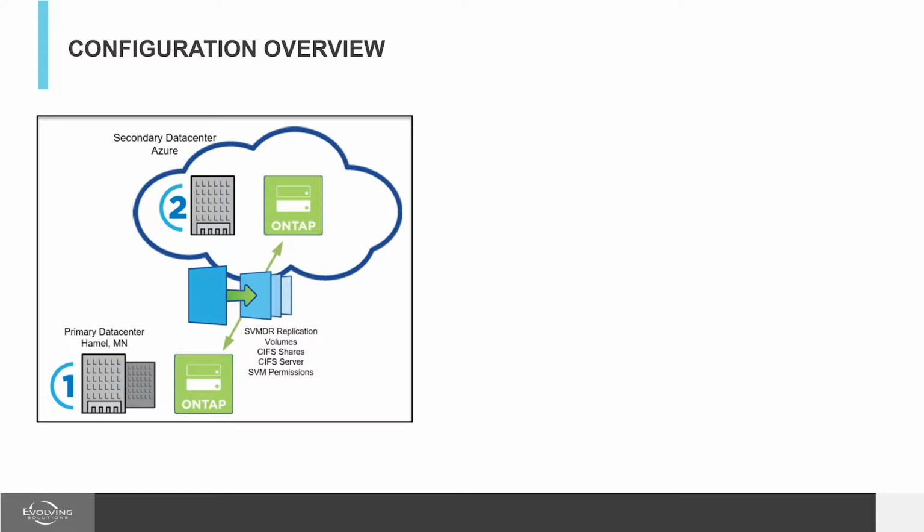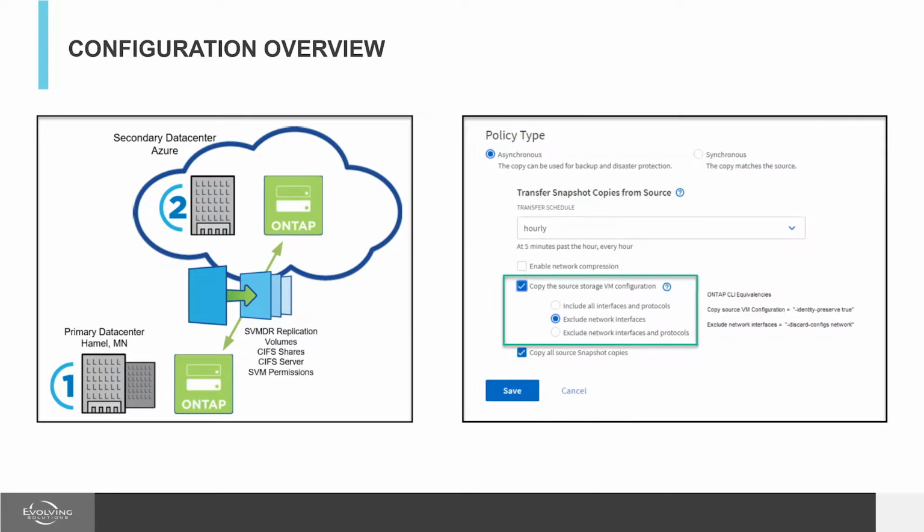And you can do a failover from your on-prem to your Azure in that instance. However, when it comes time to replicate the data back in the other direction, you will not be able to do that just because of the limitations. It's not a supported configuration. In the screen to the right, the policy type shows the secret sauce of the SVMDR replication. It specifies to copy the whole storage virtual machine configuration, and again, excluding those network interfaces because we don't have a stretch layer 2 between the two data centers.